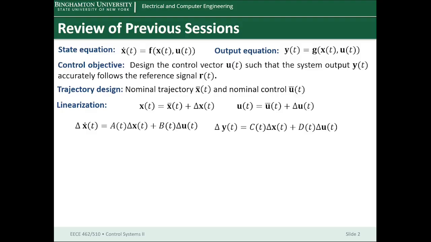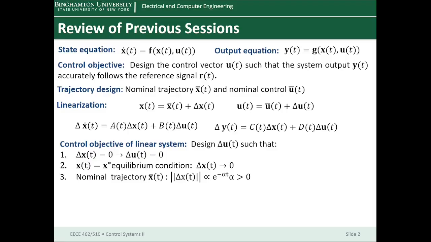To analyze this, we borrow a theorem from nonlinear dynamical system theory. It tells us if the nominal trajectory is an equilibrium point, then it's sufficient for the perturbation state delta x to converge to 0. If that happens, the entire nonlinear system converges to the nominal trajectory, or the nominal trajectory is asymptotically stable. Equivalently, the output signal follows the reference signal. Finally, we discuss the arbitrary reference trajectory case.